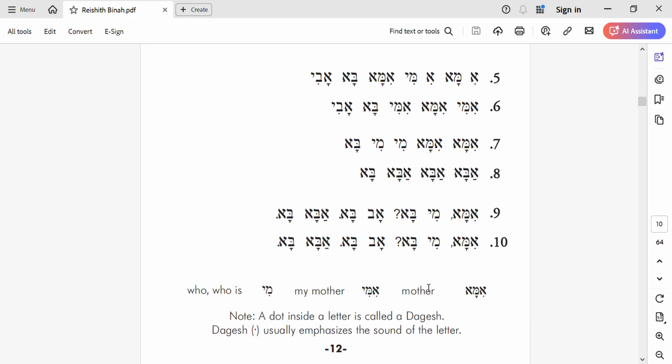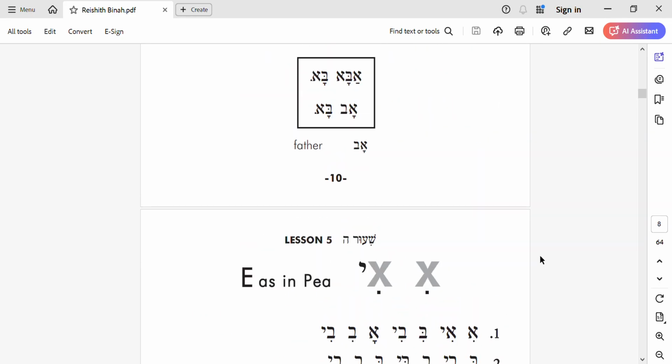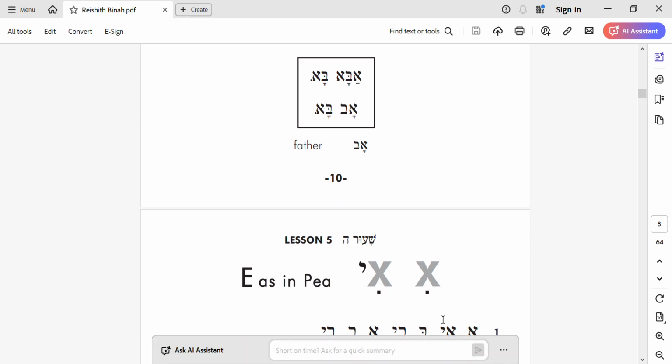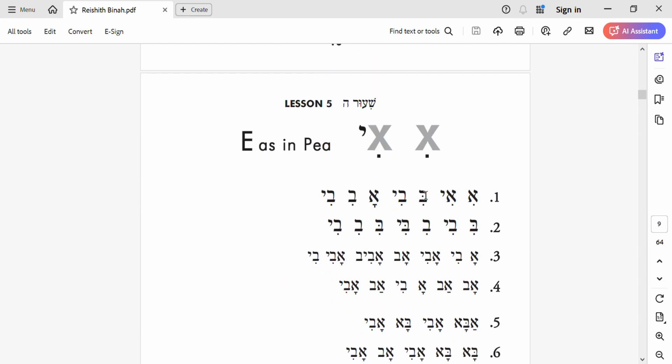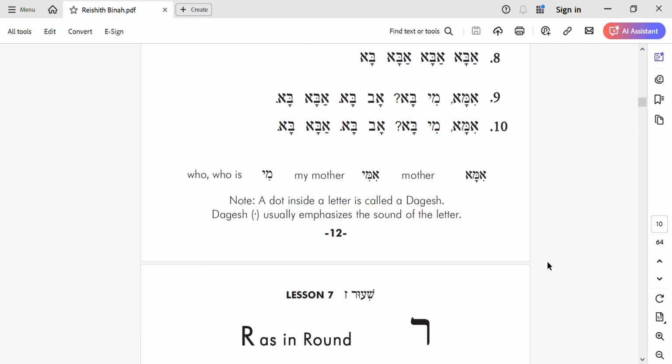There's a note here. A dot inside a letter is called a dagesh. We kind of talked about it with the letter bet and what kind of sound it makes. The dagesh usually emphasizes the sound of the letter. There are different types of dagesh. Let's not get too deep into it. Just remember what I said before, that the letter bet with the dagesh inside makes a b sound, and without makes a v sound. Okay, let's not get too deep into the weeds here.